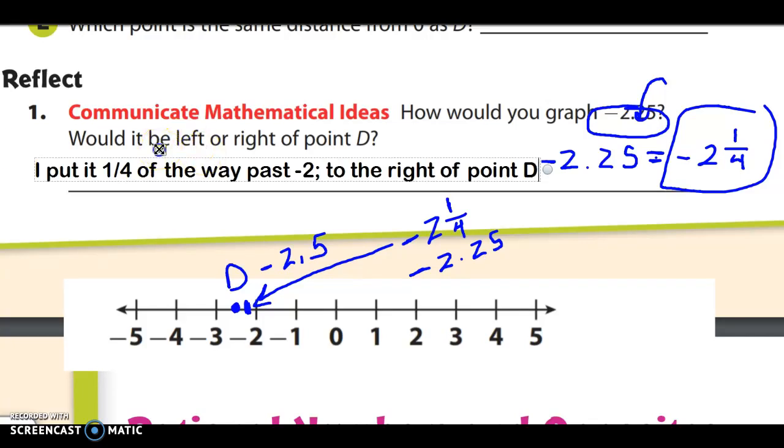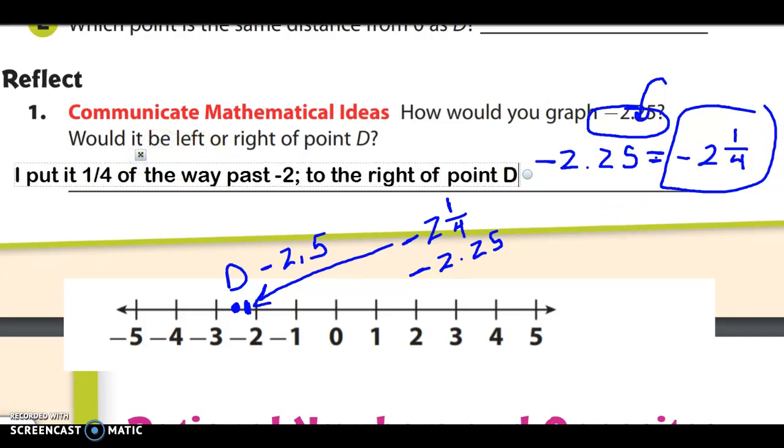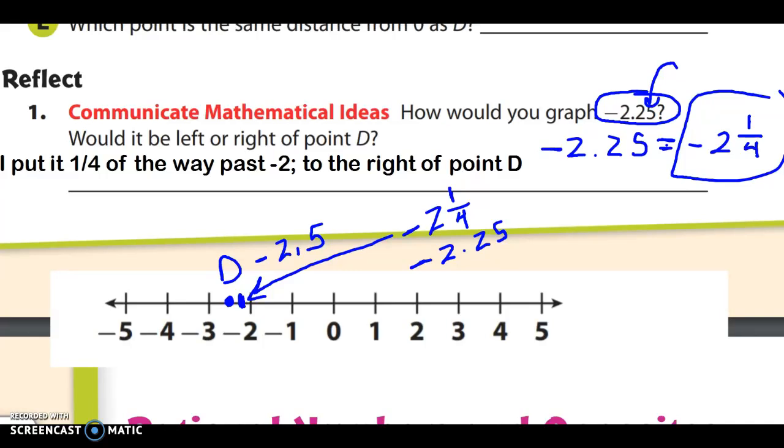Now that is a tiny bit of a complicated question, but mostly the thing I wanted to review with you here was that negative 2.25 is the same as negative 2 1/4. Okay, we are done with page 53. Good job.